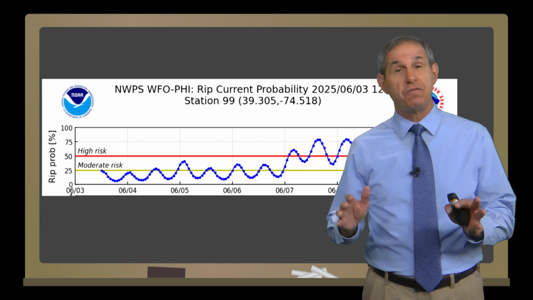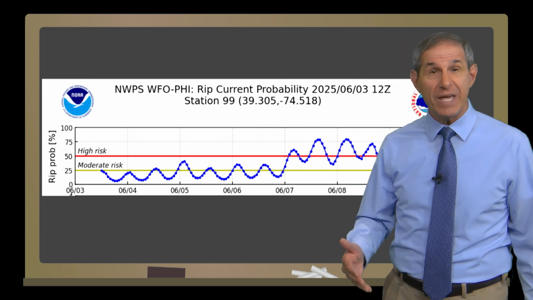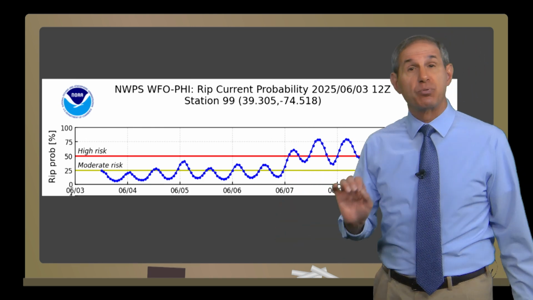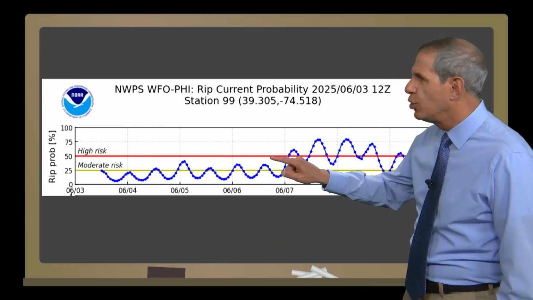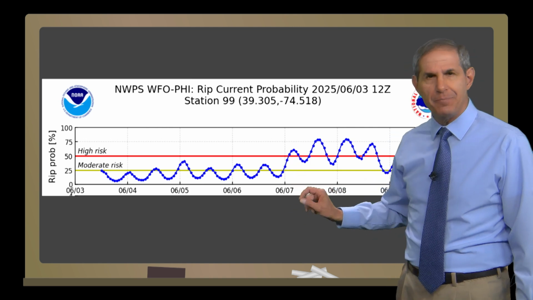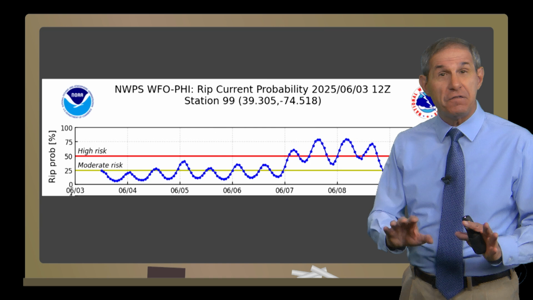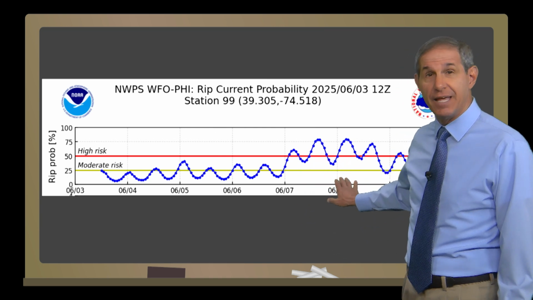Here's an example focusing on the South Jersey shore that takes us through this coming weekend. The blue line is the probability of rip currents. Notice it stays below 50%, which is the red line and considered high risk, until Saturday, and then stays above 50% pretty much most of the time through the day on Sunday.